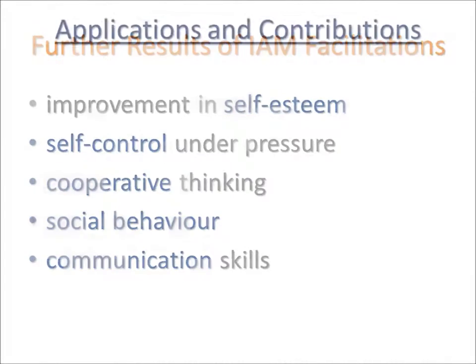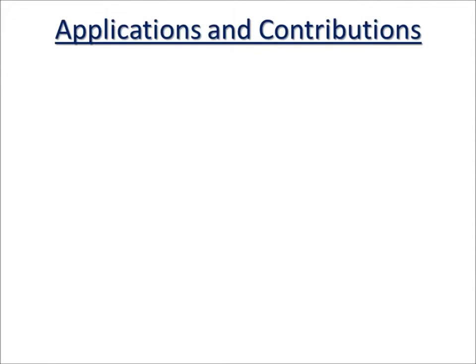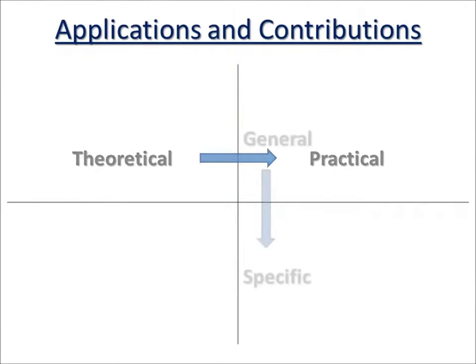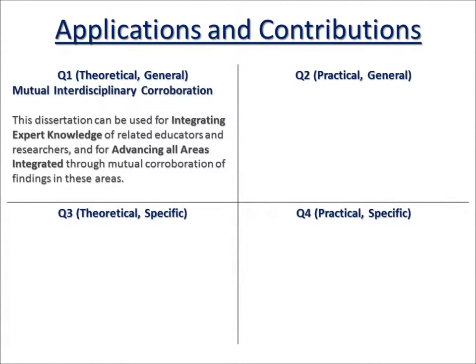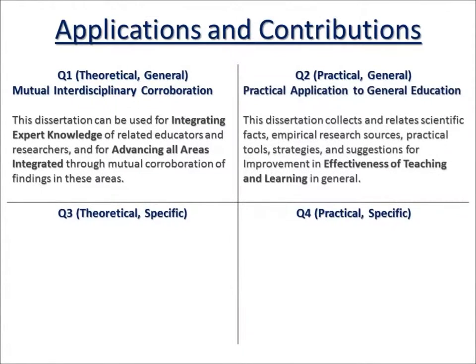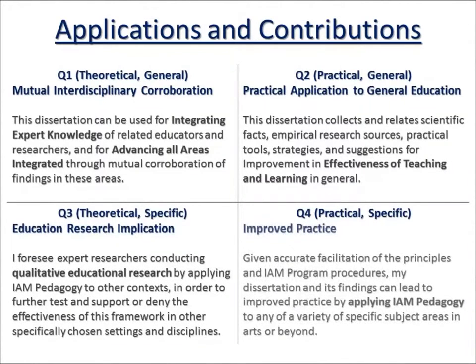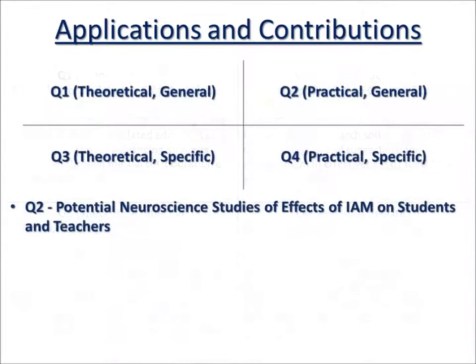The dissertation's applications and contributions can be categorized along two dimensions. One ranges from theoretical to practical and the other from general to specific. This leads to 4 quadrants of implications: mutual interdisciplinary collaboration, practical application to general education, education research implication, and improved practice. My personal observations and conclusions led to additional areas of application within these quadrants. For Quadrant 2, I see potential neuroscience studies of effects of IAM on students and teachers. These would be to further IAM's contribution towards improving individual teacher or learner skills and their own emotional and physiological well-being during teaching and learning.